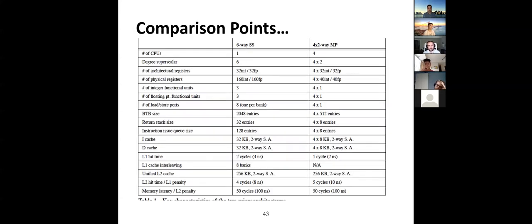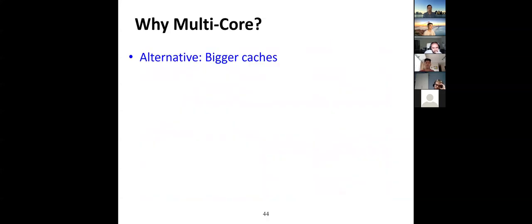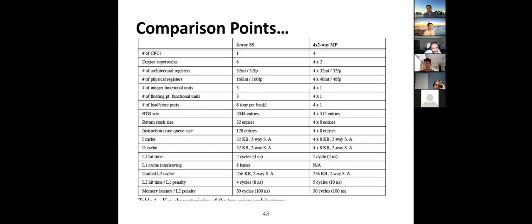Okay, those are the typical comparison points. You get one 6-way superscalar machine versus 4 two-way multiprocessors. Those are our comparison points. And on different applications, one or the other has advantages. So it's not like one is always better than the other, right?